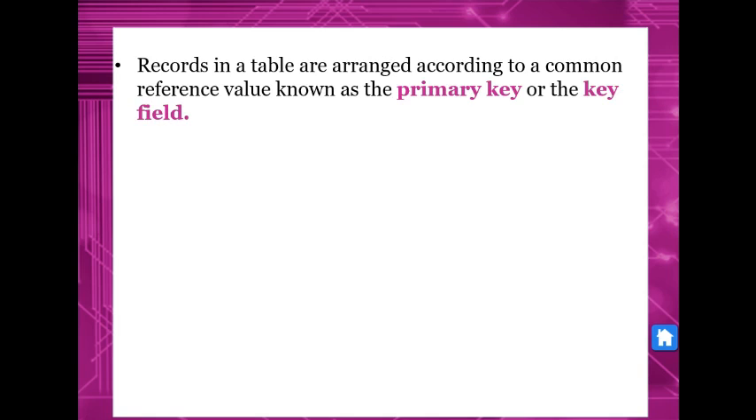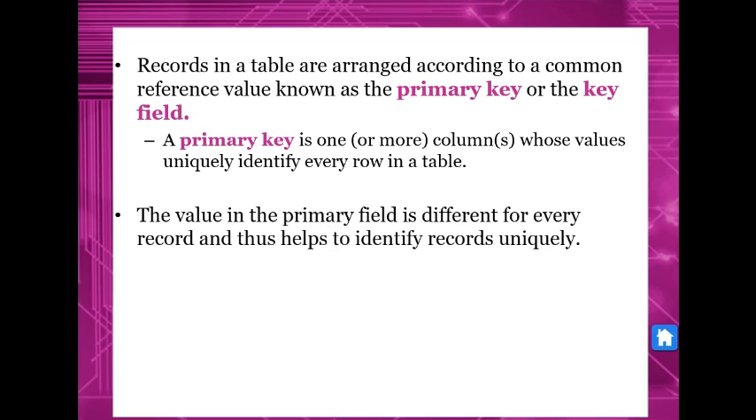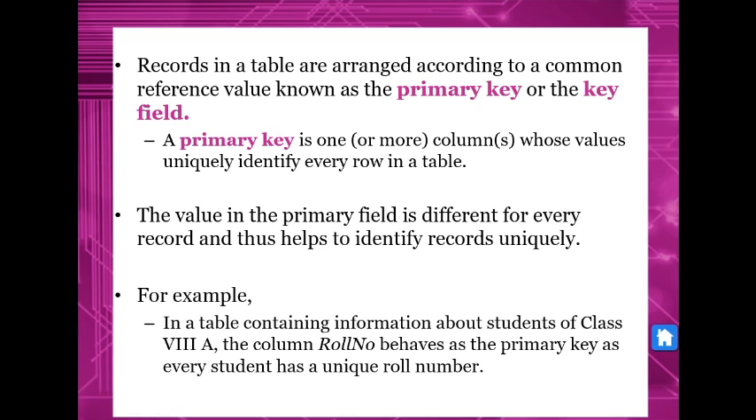Records in a table are arranged according to a common reference value known as the primary key or the key field. A primary key is one or more columns whose values uniquely identify every row in a table. The value in the primary field is different for every record and thus helps to identify records uniquely. For example, in a table containing information about students of class 8A, the column roll number behaves as the primary key as every student has a unique roll number.